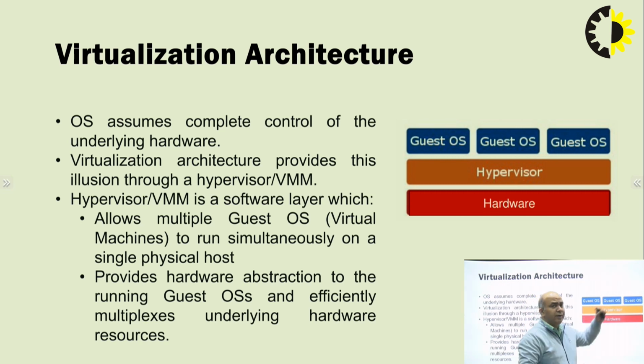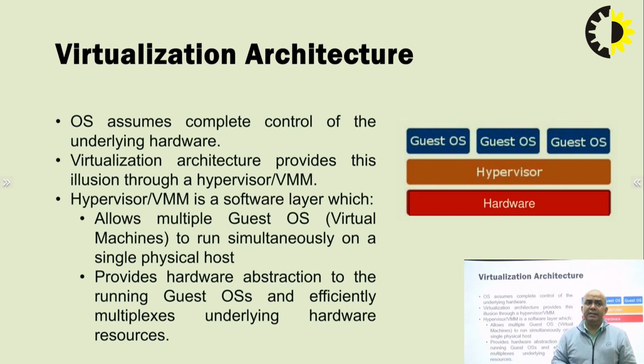Then we have different guest operating systems that can be installed. There are two types of virtual machines, or you can say hypervisors, that we will discuss later on. That is type 1 and type 2. So in this guest OS, these are the different virtual machines being created. Here the operating systems assume they will control the underlying hardware of any given system. And this virtualization architecture provides this illusion through the hypervisor, or you can say VMM.